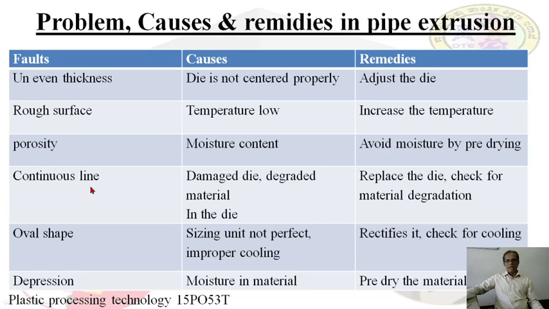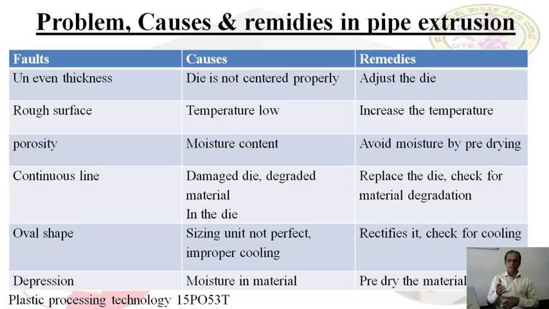The continuous line is another problem. This may be due to a damaged die. So when we assemble or dismantle the die, we have to take a lot of care. If the die is damaged, say in any projected area, that will have a certain effect on the product. Even degraded material, if at all present in the die, will cause this problem.